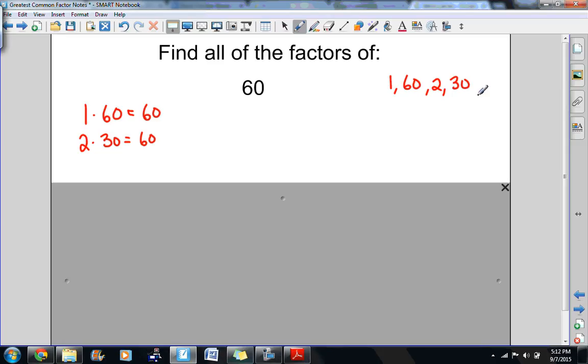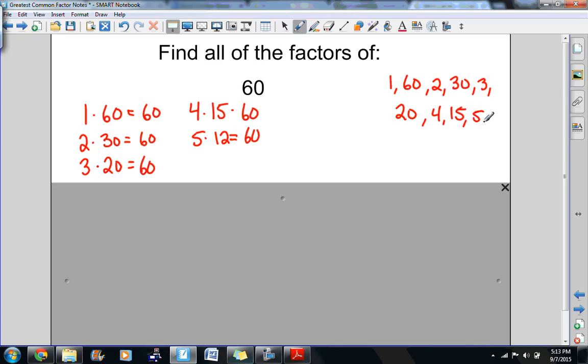And I'm hoping you're seeing one of the problems over here is that my list won't go in order. If you would like to, you can always rewrite it in order. I know that 3 times 20 is also equal to 60, so the numbers 3 and 20 also make the list. I know that 4 times 15 is equal to 60, so the numbers 4 and 15 as well. 5 works as well. 5 times 12 is equal to 60.